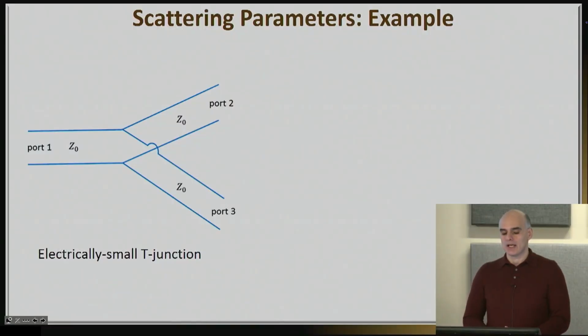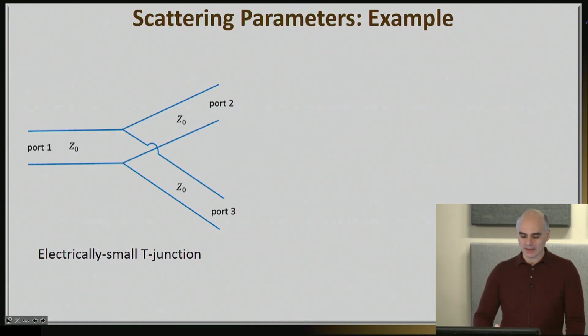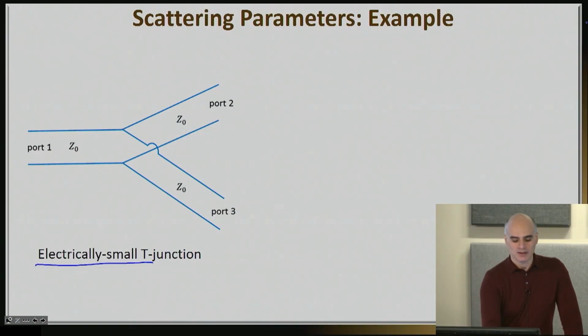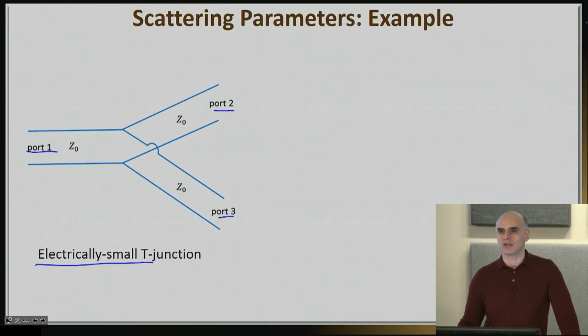All right, so let me now shift to an example. We will go ahead and see our very first example of how we calculate the scattering matrix of a network. We're going to start with a very simple network. This is an electrically small T-junction. Essentially what that means is that you're coming from port number 1, and then you're splitting your signal to two different ports, ports 2 and 3.